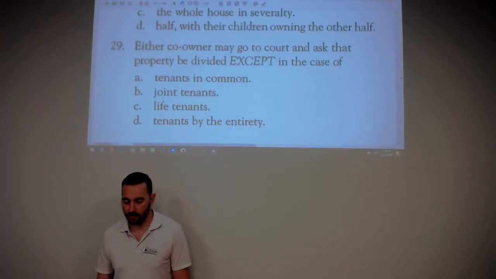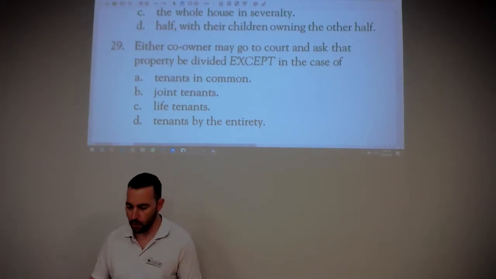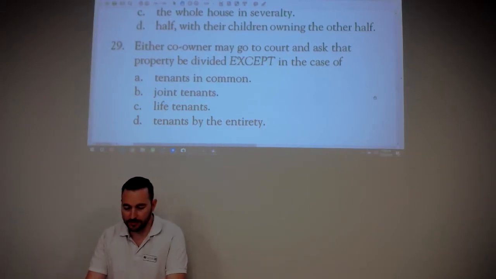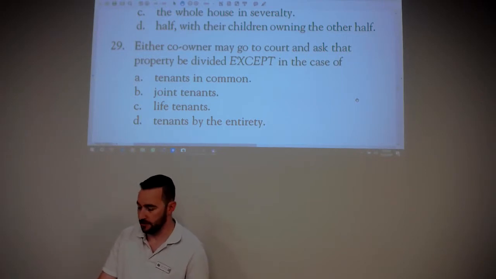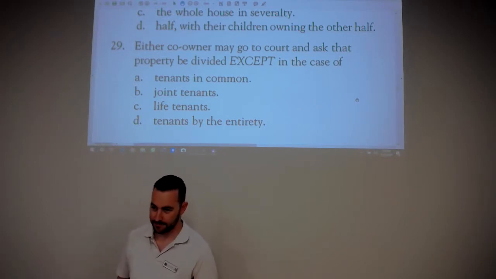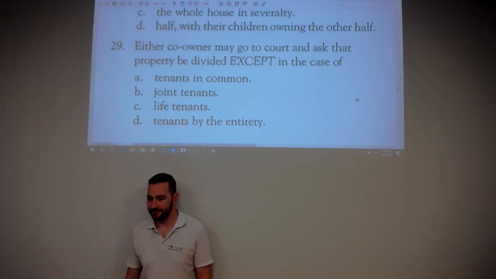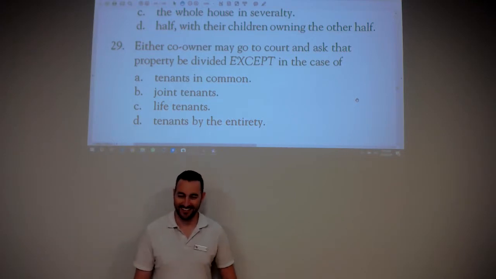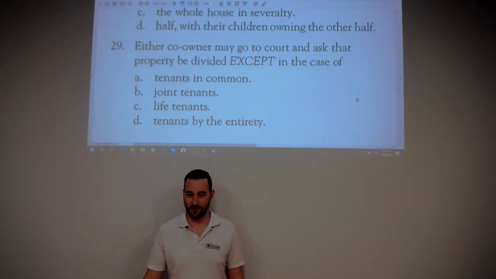It says either co-owner may go to court and ask for property to be divided except in the case of A, tenants in common, B, joint tenants, C, life tenants, or D, tenants by the entirety. You know something? I answered this question remembering all those little things you drew. My answer, I put D. Okay.